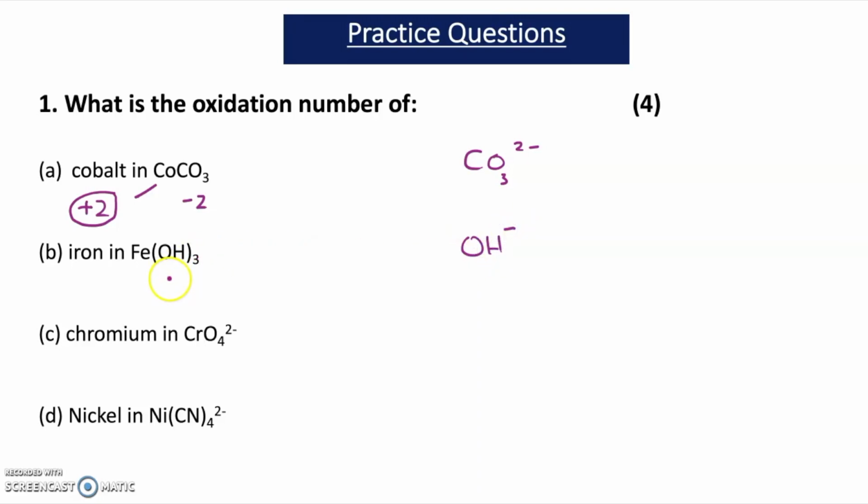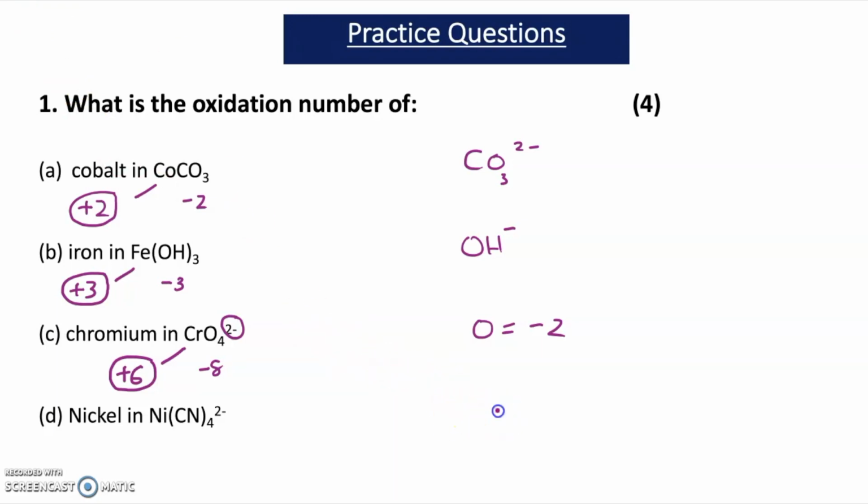So in B, we have iron in Fe(OH)3. Now, it's an OH- ion, so we have -3 for the OH3, and therefore the oxidation number for iron must be +3, so that the sum of the oxidation numbers equals 0. Now for C, the oxygen is -2 oxidation number, so in CrO4 2-, we have -8 for the 4 oxygens. The ion has a 2- charge, so therefore the oxidation number of the chromium must be +6, so that when you have +6 - 8, it equals the charge on the ion.